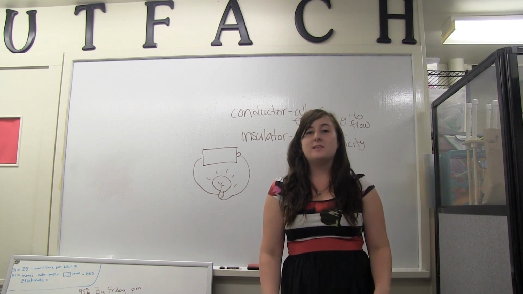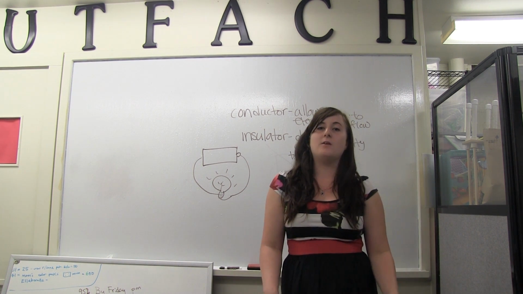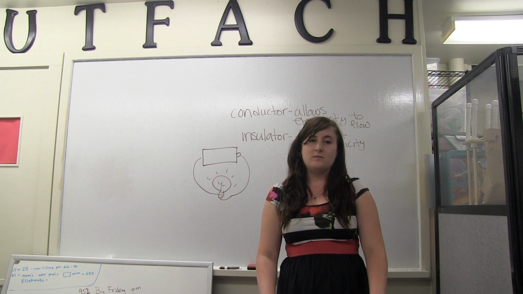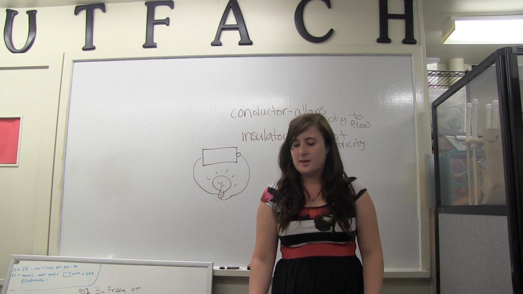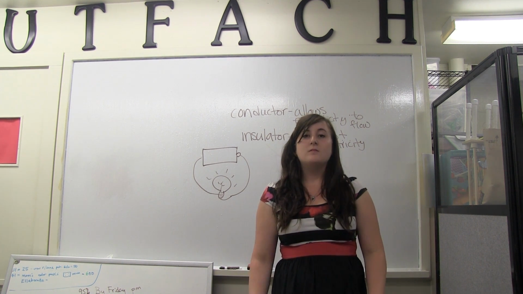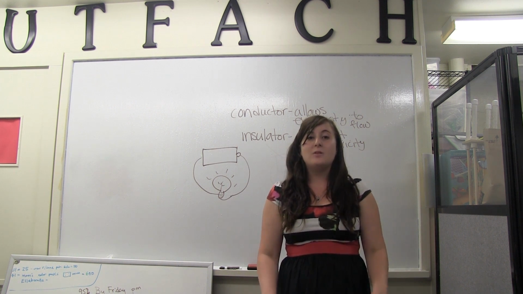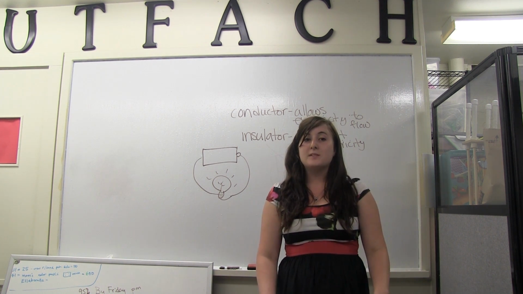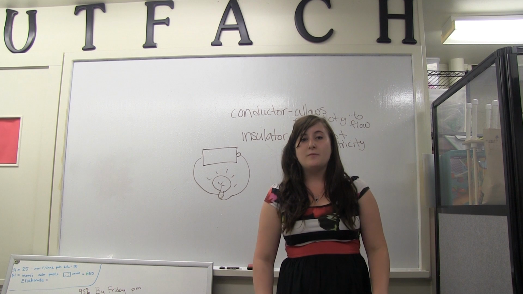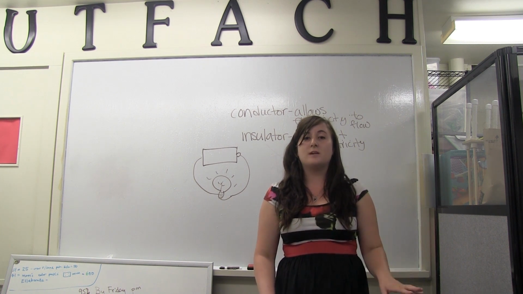That's right. What do these things all have in common? What are they made of? They're all made of metal. Very good. And what do you call these items? Conductors. That's right. A conductor is generally made out of metal and they allow electricity to flow, which is why the small bulb lit up. However, it's important to remember that not all conductors are made of metal.